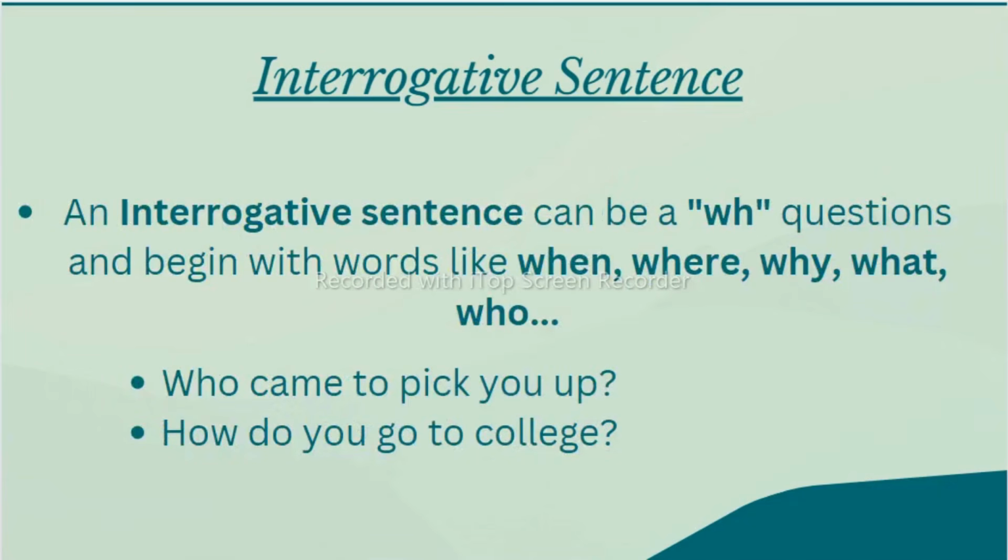Now, these interrogative sentences can be WH questions, beginning with words like when, where, why, what, who. For example, you can see here: who came to pick you up? And how do you go to college? These are WH questions where we need to give a whole answer. I go to college by bus.